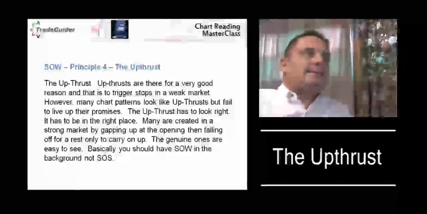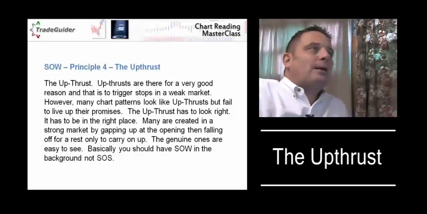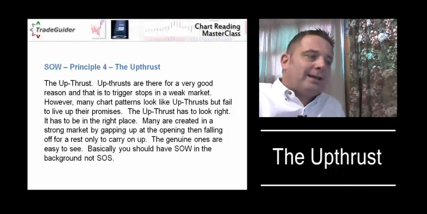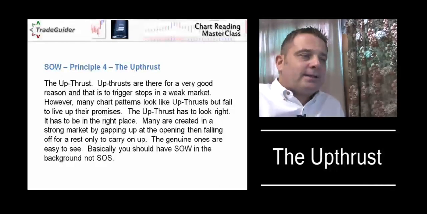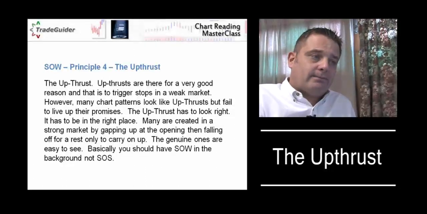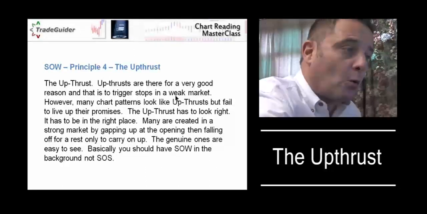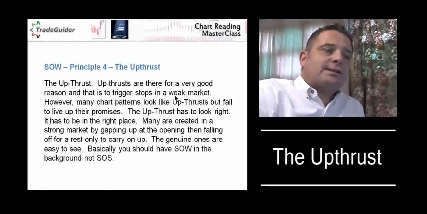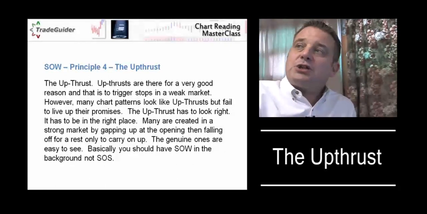The upthrust. Now this is important because when you see these in the right place, very, very important. Upthrusts are there for a good reason, and that is to trigger stops in a weak market. Remember the word that I just used there, a weak market. We don't want to see upthrusts in a bull market because they're not genuine.